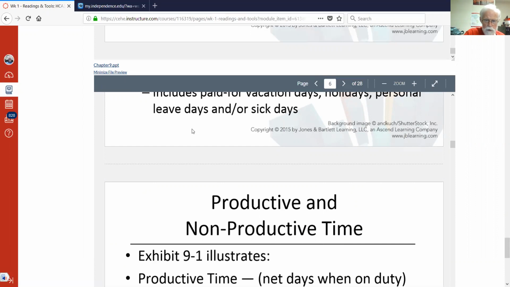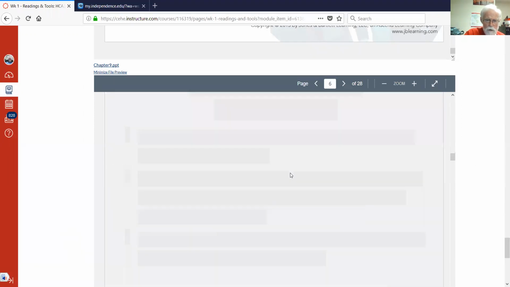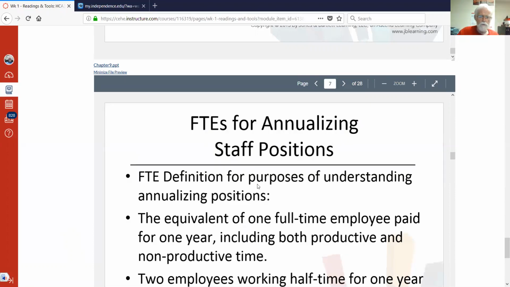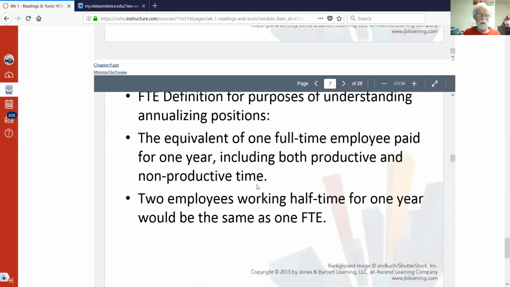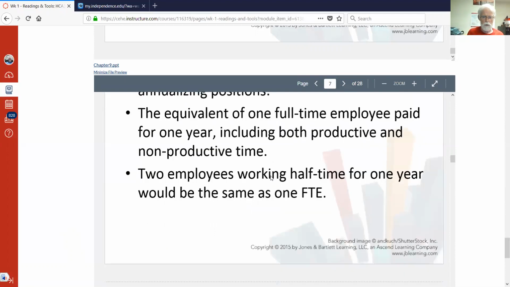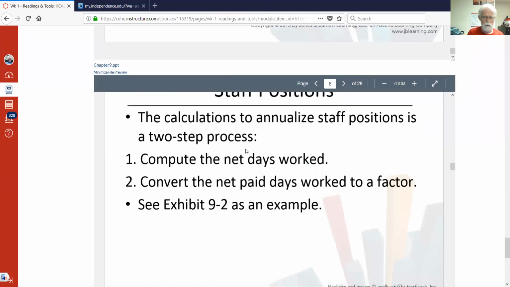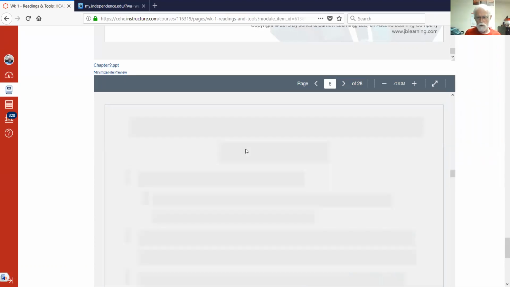So we need to be looking at all of this. I'm going to run into trouble for the rest of this, it looks like. Okay. So FTE is the full-time equivalent of one employee paid for a year. It includes both productive and non-productive time. Two people working half-time is the same as one full-time equivalent. So what we do is look at the needs to calculate staffing needs.